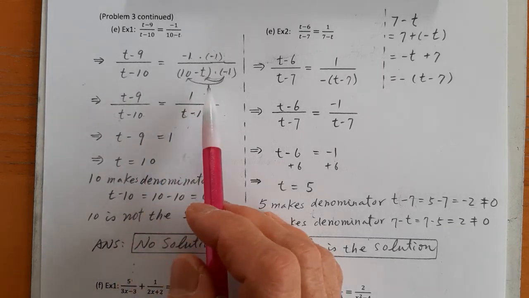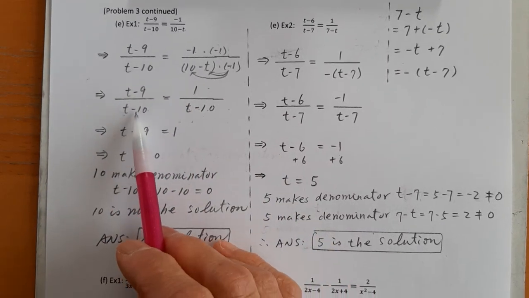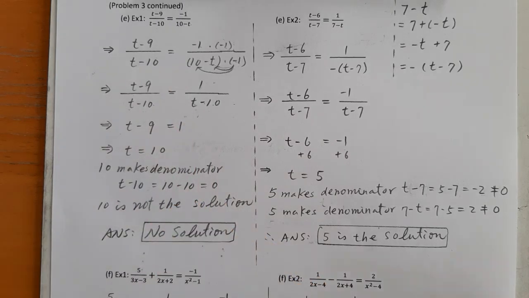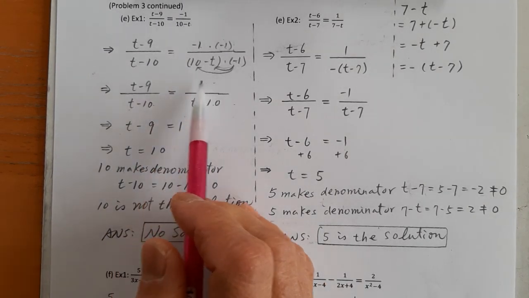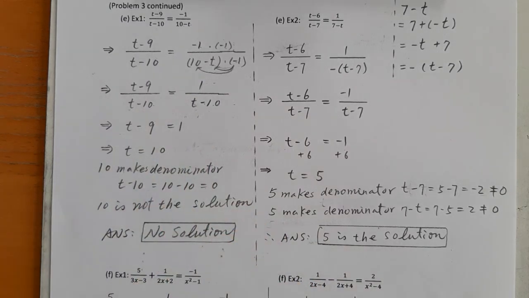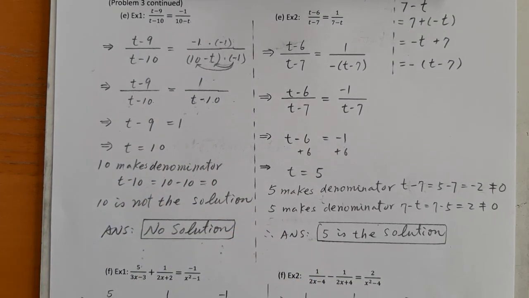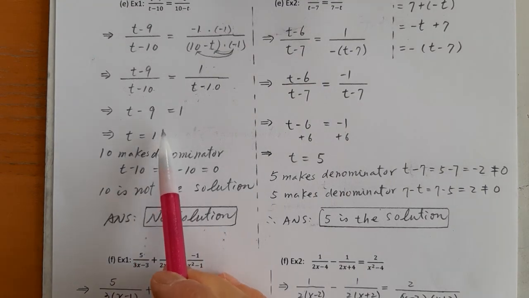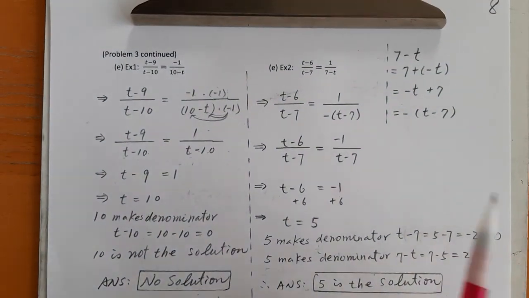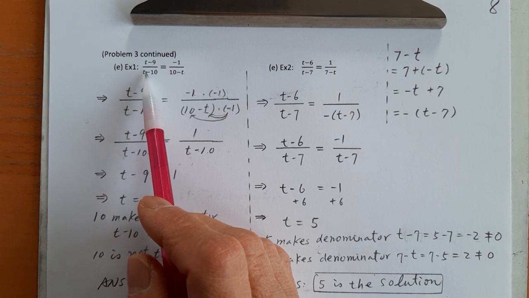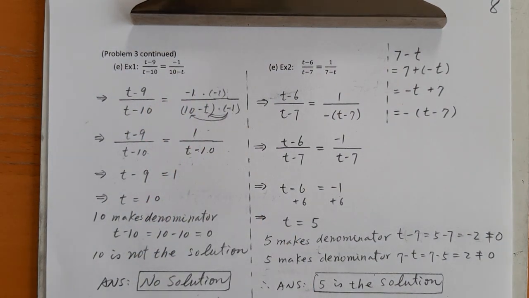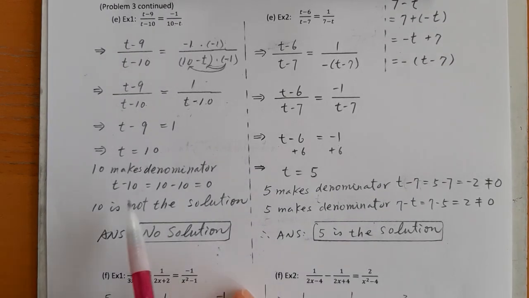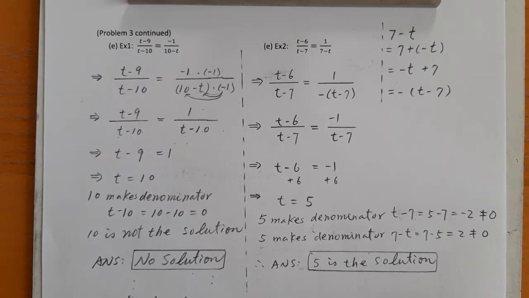You get the numerators equal. Because the denominators are the same, the numerators should be equal, then the fractions are equal. So t minus 9 equals 1, so you get t equals 10. And always have to check. Plug the 10 into the denominator: 10 minus 10 is 0. That makes the denominator equal 0. So 10 is not a solution. So this question also has no solution.